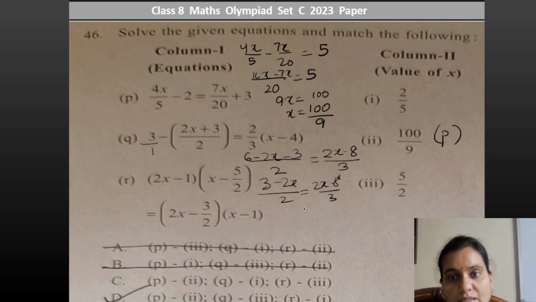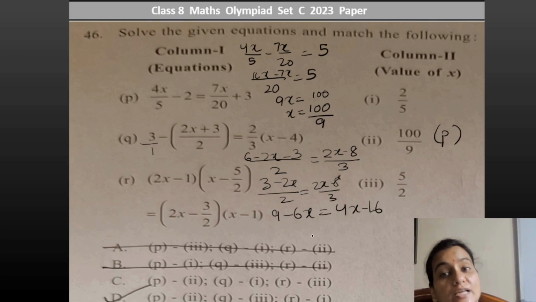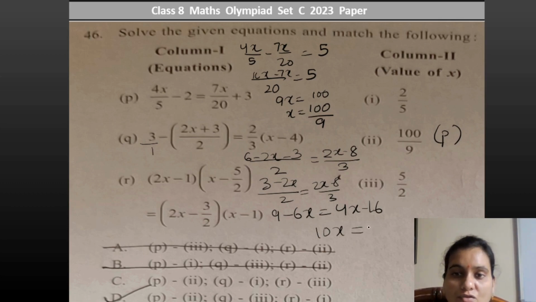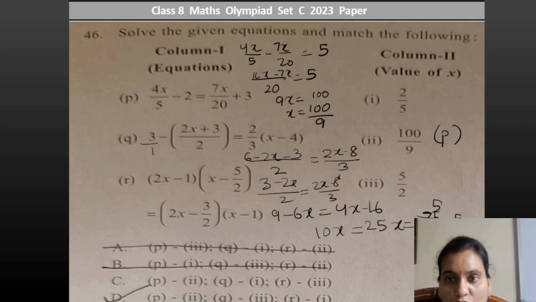Now we will cross multiply. If we multiply the 3 to this side, it will become 9 minus 6x. Similarly, I will multiply 2 to this side, it will become 4x minus 16. So 6x I will bring to one side and 16 I will take to the other side. So it will become 4x plus 6x, which is 10x. And 16 plus 9, if I take 16 to the other side, it will become 25. Therefore, x is equal to 25 by 10, or if I remove this 5, that will become 5 by 2.